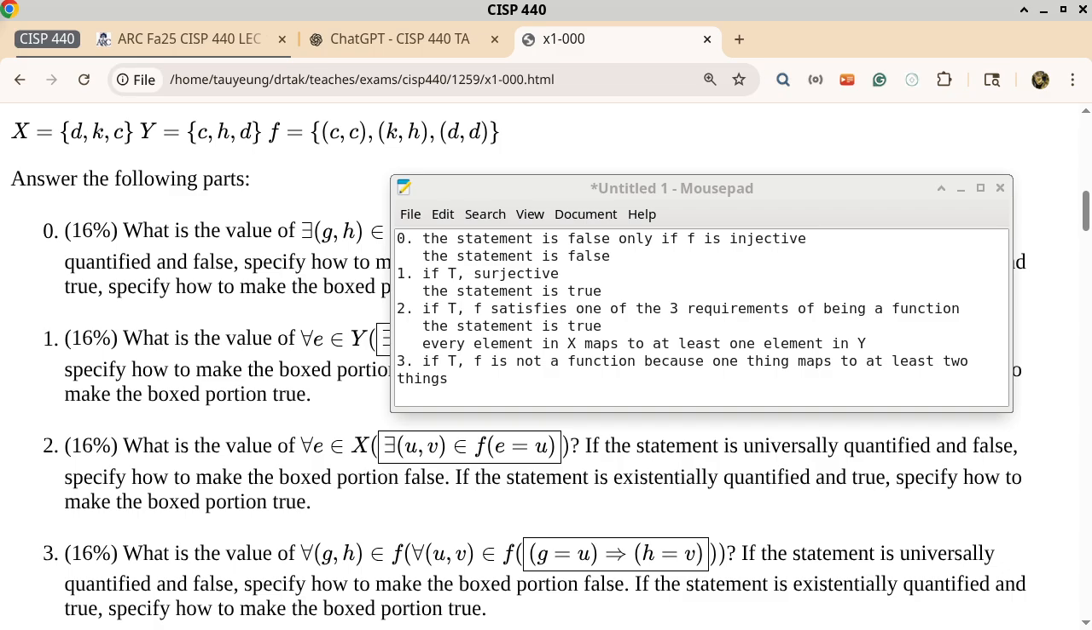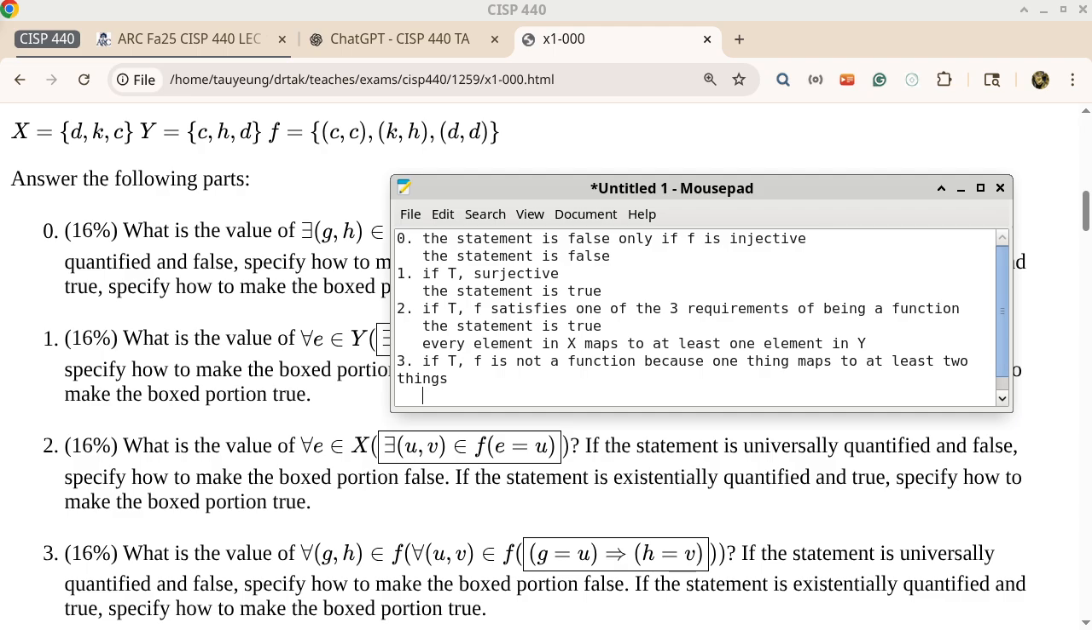Are we good? Okay. So in this case, I'm going to say if false, sorry, that's my mistake. If false, f is not a function. But since it is true, that's nothing we need to do here. Okay, the statement is true.